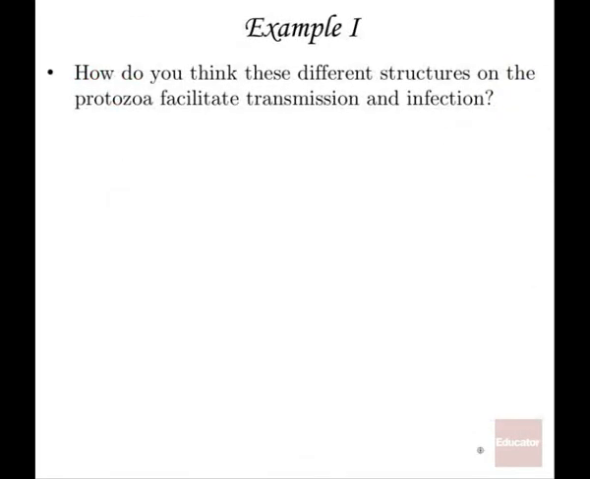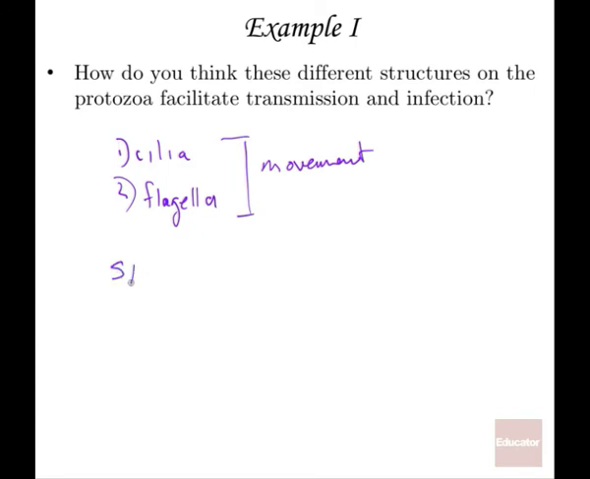So our first example is, how do you think these different structures on the protozoa facilitate transmission and infection? So we found that we had cilia, right? And we had flagella. And these structures, of course, contribute to movement. Now, we also had those spores, right? Sporozoa. And the sporozoa facilitate life outside the host.